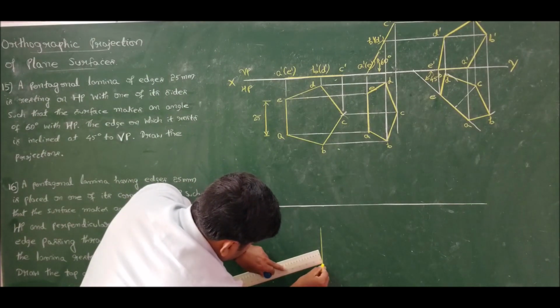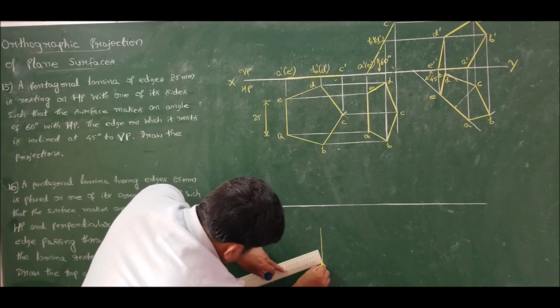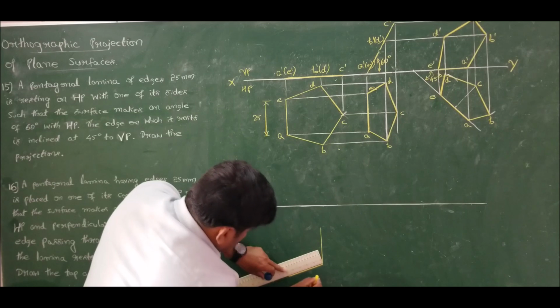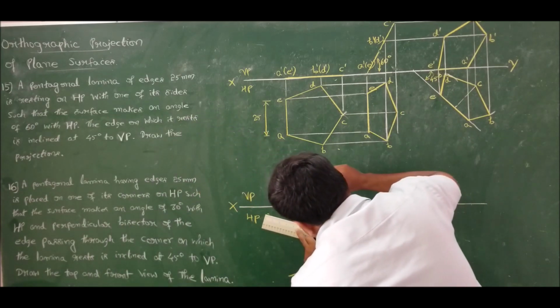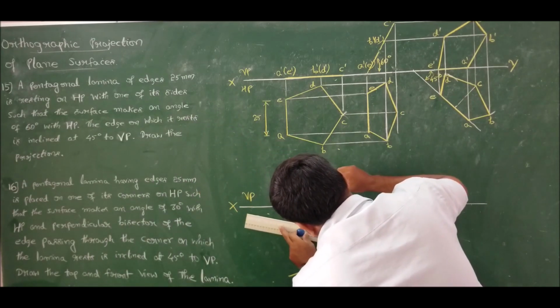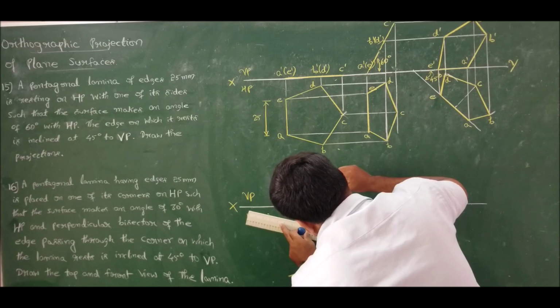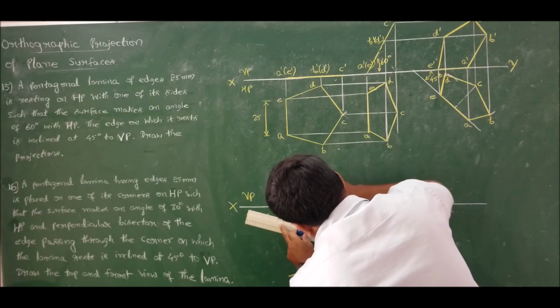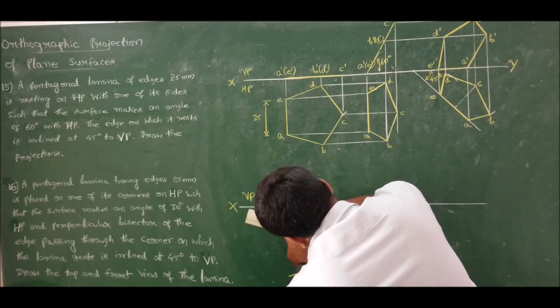The edge dimension is known. The edge is equal to 25 mm. Here also the edge dimension is known. The edge length is equal to 25 mm given in the question. So draw the edge.